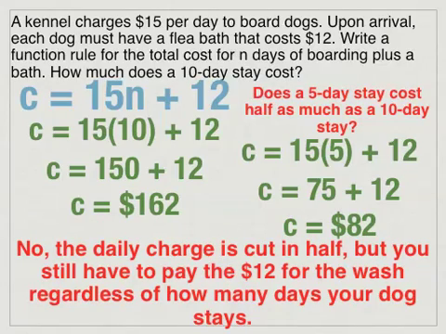The daily charge would be cut in half, so I've gone from 150 to 75. So the daily charge is cut in half, but you still have to pay that $12 for the wash regardless of how many days your dog stays. So the $12 is what kind of throws it off. Like it says here, the daily cost does cut in half because you've gone from 10 days to 5 days, and that is half as many days. However, that $12 wash means the total cost is not going to be half from 10 to 5 days.